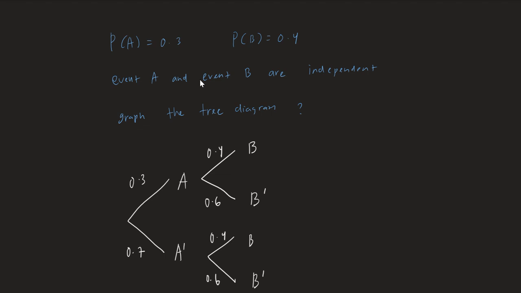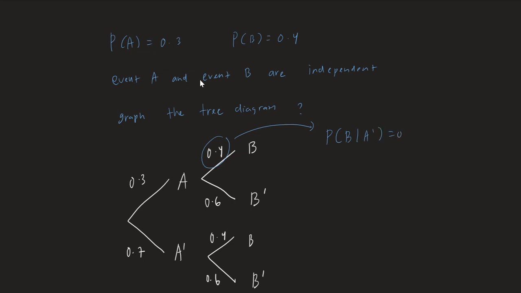The probability of event B happening does not depend on what happened first. If A happened first, the probability of event B is 0.4. If A prime happened first, the probability of event B is also 0.4. So regardless of whether A happens or doesn't happen, B will be 0.4. Yes, because A prime means A doesn't happen.